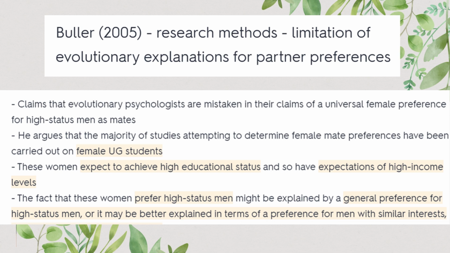The fact that these women prefer high status men might be explained by a general preference for high status men, or it may be better explained in terms of a preference for men with similar interests and education prospects to their own. As a result, Buller concludes that the evidence for a universal female mating preference for high status men is weak or non-existent.